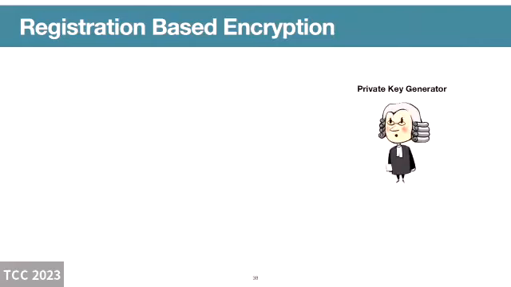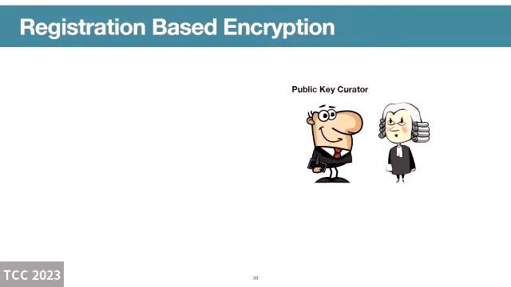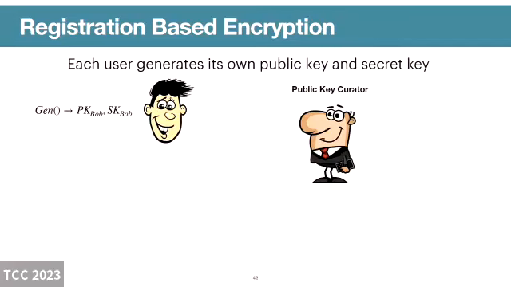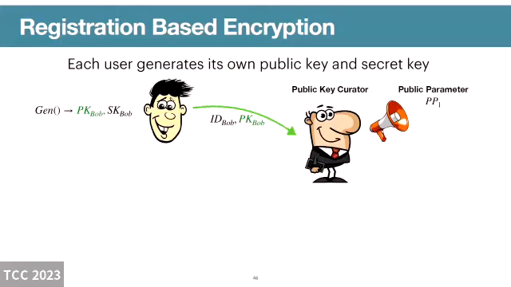So let's take a closer look at registration-based encryption. Like I said, the private key generator is replaced with a public key curator. So when Bob joins, what Bob needs to do is to generate a public key and a secret key pair for himself, and then send his identity together with his public key to the public key curator. And the public key curator will then run a publicly computable aggregation function on Bob's identity and Bob's public key, and then publicly announces the output, which is the public parameter or PP1 here.